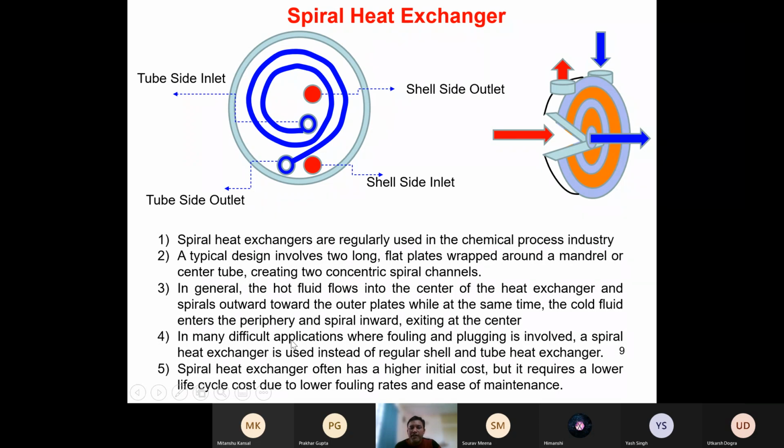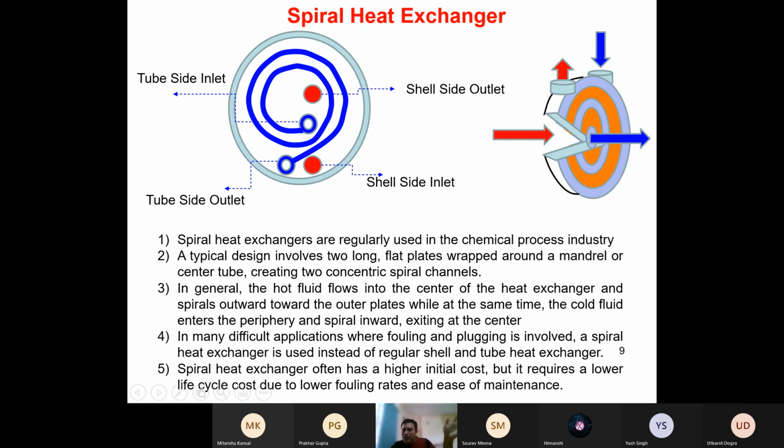Okay, so in many difficult applications where fouling and plugging occur, what is fouling? Fouling is nothing but, whenever the fluid is flowing through a heat exchanger, it starts depositing solid material over the metal surface. That is called fouling. Okay, fouling or plugging. So if the dirt or some solid material is settling on the metal plate, it reduces the heat transfer area. So fouling is a very important thing to look at in a process industry.